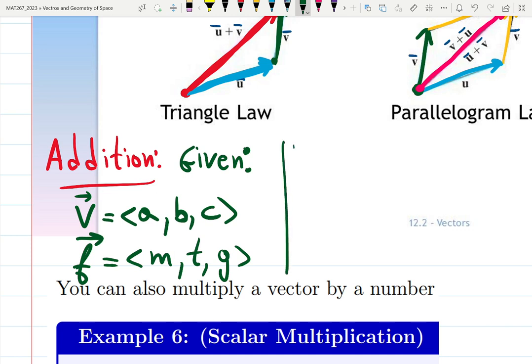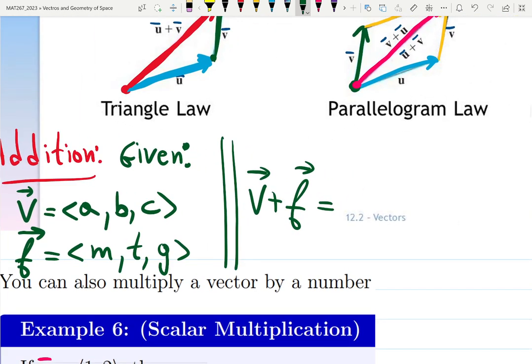Given this, let's find V plus F. The sum of two vectors is a vector. Not very obvious. Soon we're going to learn that the product of two vectors can be a number and a vector also. We're going to call them the scalar product and the vector product. So that is a silly comment from the first point of view: a vector plus a vector gives you a vector. But soon you will learn it's not always the case. It depends on the operation.